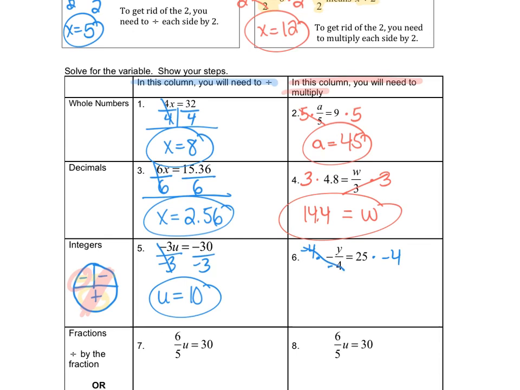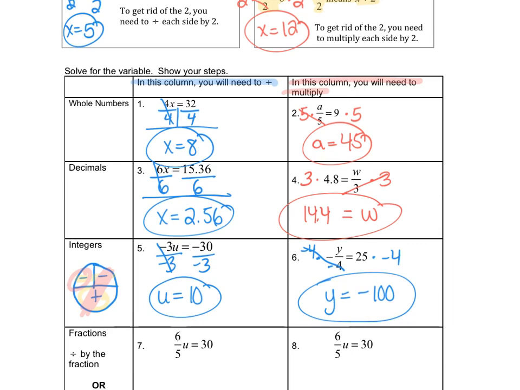So that all signs are gone and you're left with just positive y is equal to 25 times negative 4, which is a negative number. A positive times a negative is a negative. And 25 times 4 is 100. So our answer here would be negative 100. Okay?